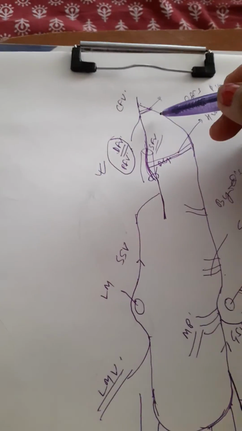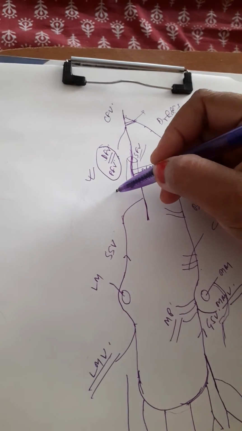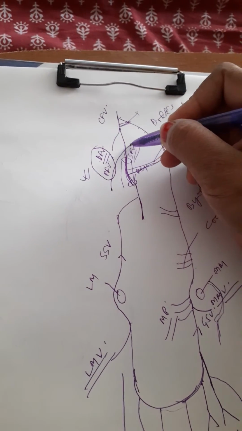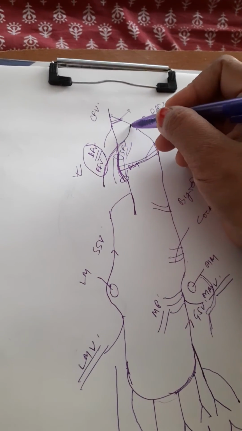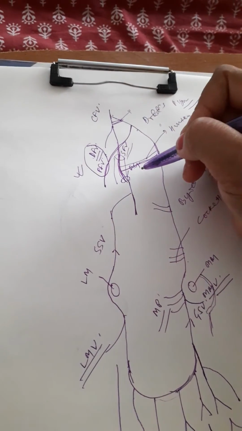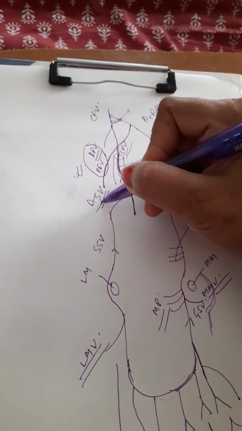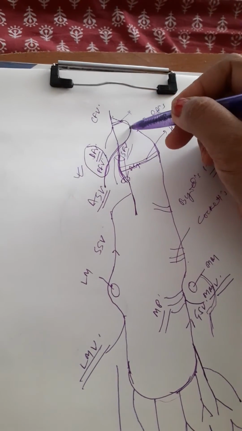And one thing more, this is the great saphenous vein. It also receives, in some cases, or you can say most cases, the accessory saphenous vein, which receives the deoxygenated blood from the anterior aspect of the thigh. This is the accessory saphenous vein.